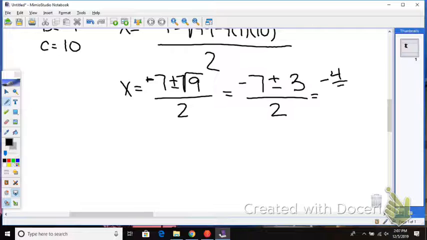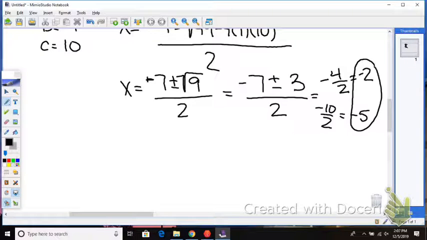Negative 4 divided by 2. And then I have negative 7 minus 3, and I get negative what? 10 divided by 2. Negative 4 divided by 2 is negative 2. Negative 10 divided by 2 is negative 5. We already knew the answers. I just wanted to show you how the quadratic formula works, just like factoring.